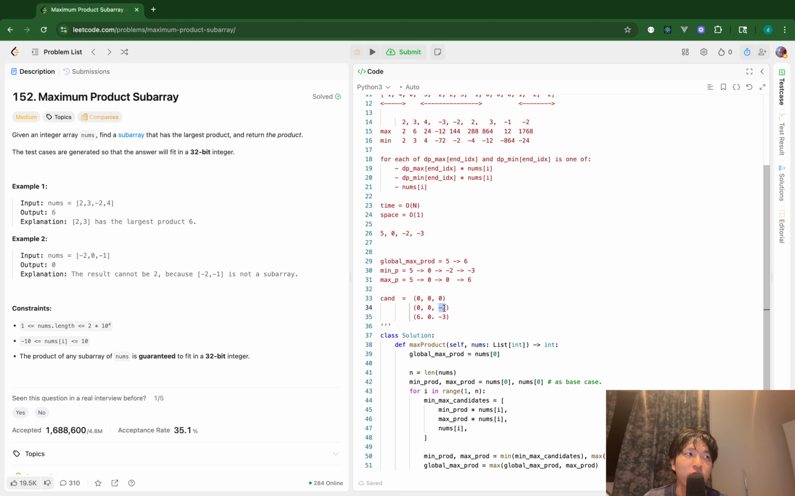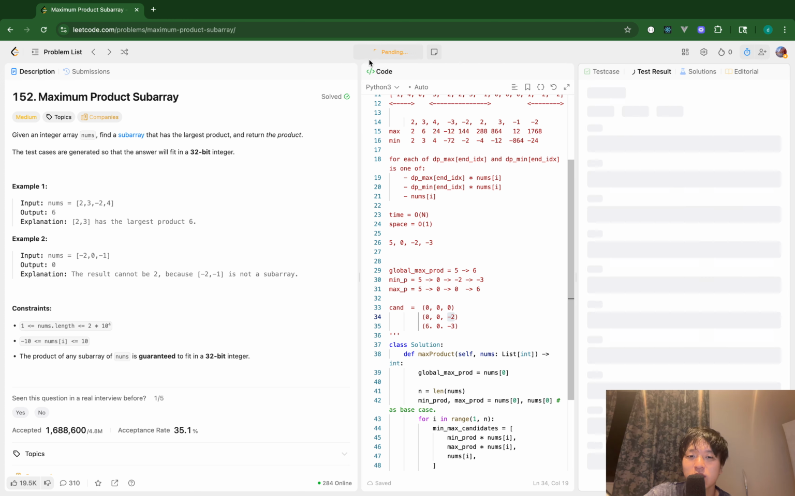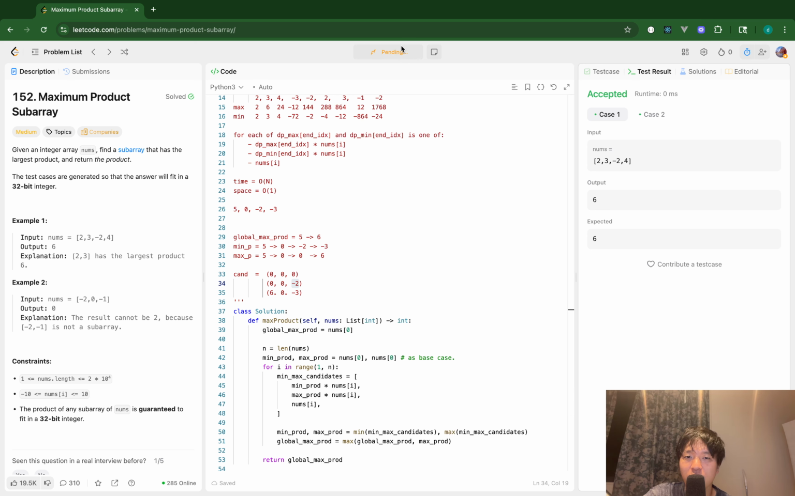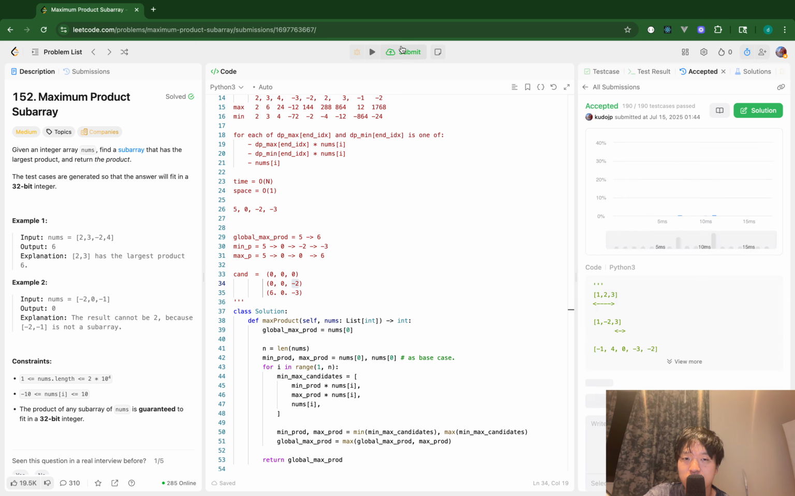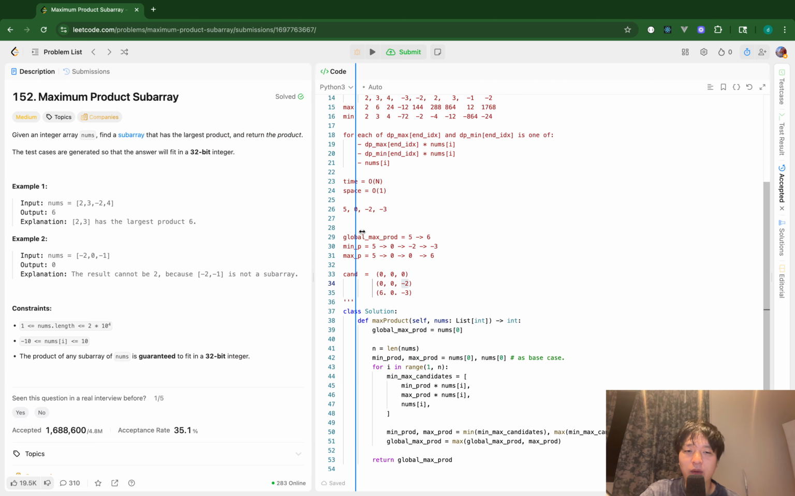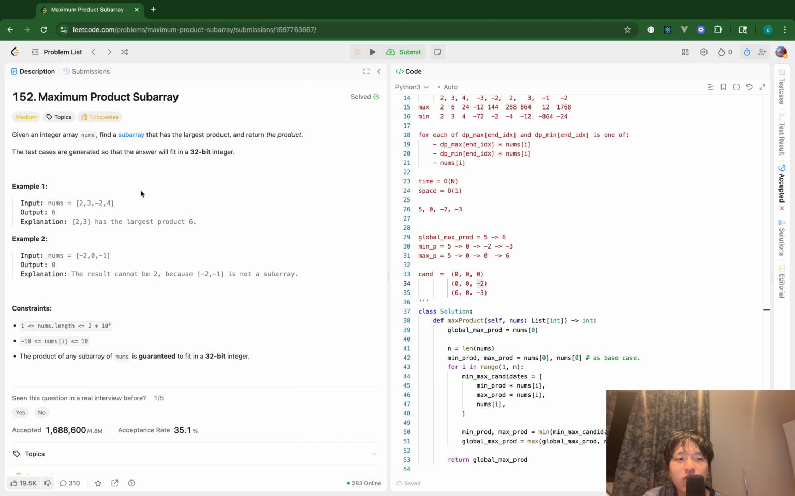Yep. Okay, so I execute my code. Good, accepted. And I submit my code. Great. Okay. So I quickly wrap up on today's practice. So today I solved the question maximum product subarray. In this question, I'm given an integer array nums and find a subarray which has the largest product. And I will return the product.